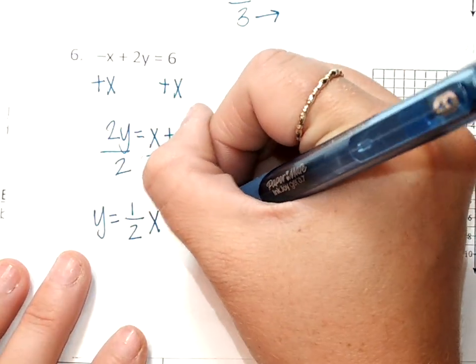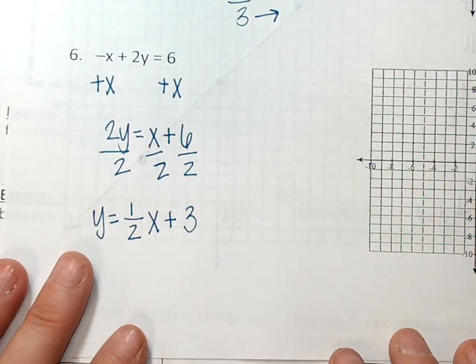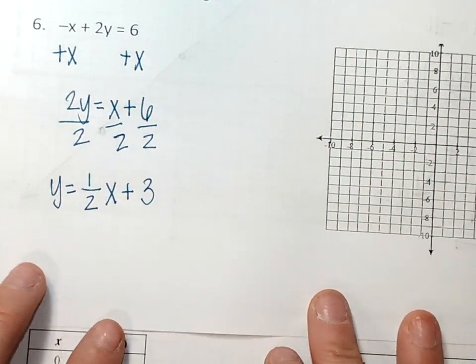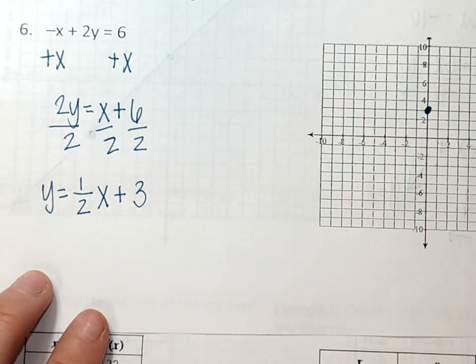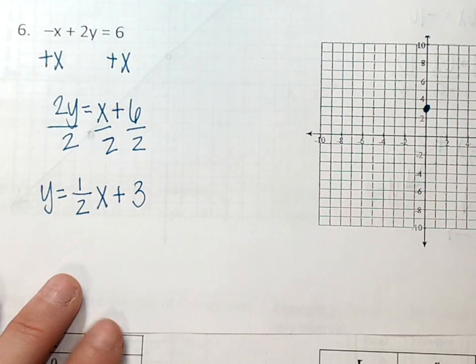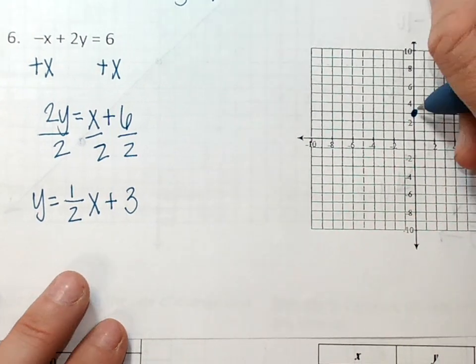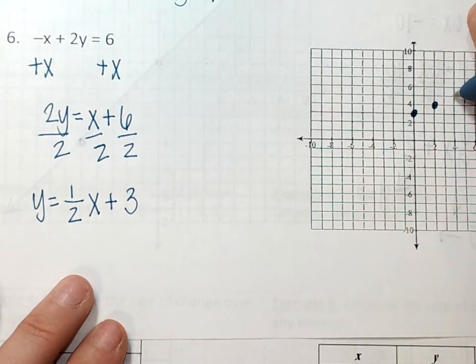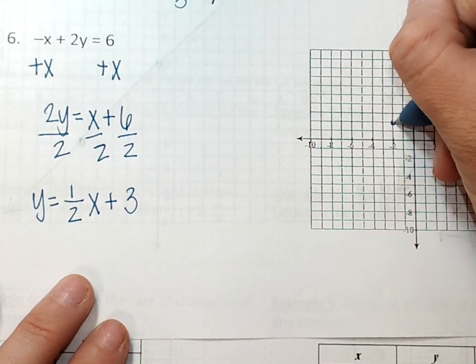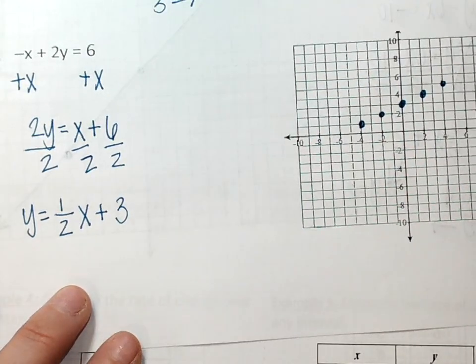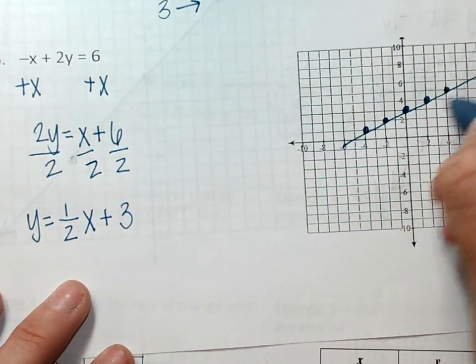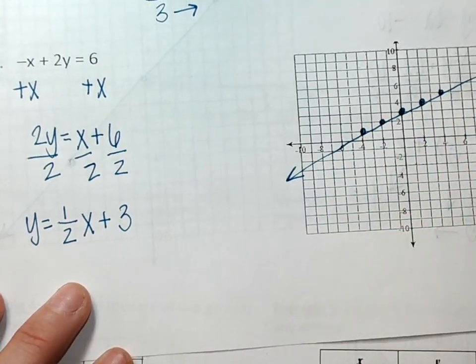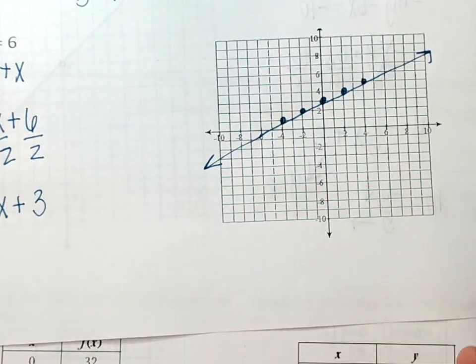Perfect. Okay. Brady, where do you start on this one? 3? And then what does the 1/2 tell us to do, Bristol? You got up 1 to the right. Perfect. Up 1 to the right 2, and then down 1 to the left 2. You go the other way, okay? And again, I'm not looking for anything crazy. Just the general shape of the line.